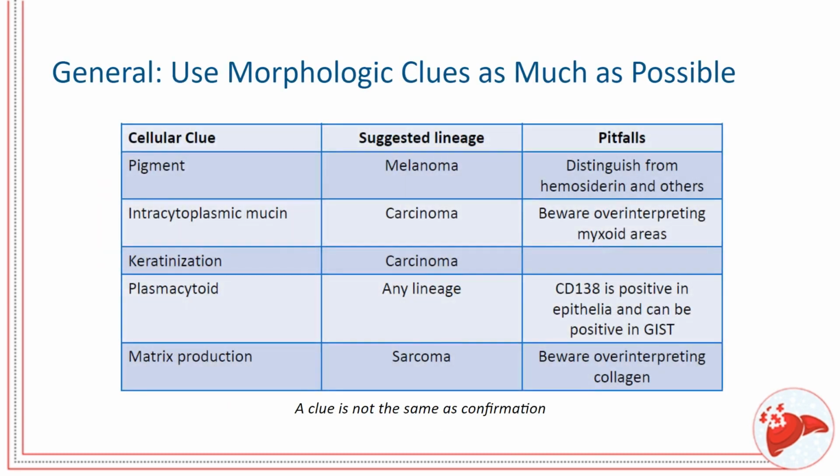Next, I turn to morphologic clues. I'm looking at the tumor cells to evaluate for the presence of pigment. If I see melanin pigment, that would of course point in the direction of melanoma or a tumor that's showing melanocytic differentiation. But it's important to distinguish melanin pigment from other pigments, including hemosiderin, which is very common, and of course bile, which is specific to the liver. Intracytoplasmic mucin is another important thing to look for, and it's important to not overinterpret myxoid areas as evidence of mucin production. Keratinization points in the direction of a carcinoma.